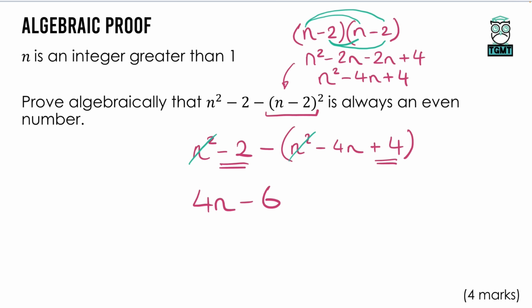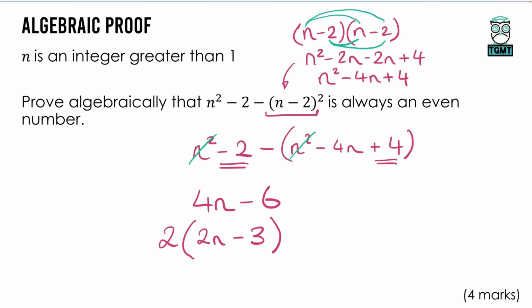Now to prove that this is always an even number, we want to prove that it's always going to be in the 2 times table. Now the best way to do that is to factorise 2 out. So if we take 2 out of the bracket, we would have 2n, and then we would have minus 3. And there we go, we can close the bracket.